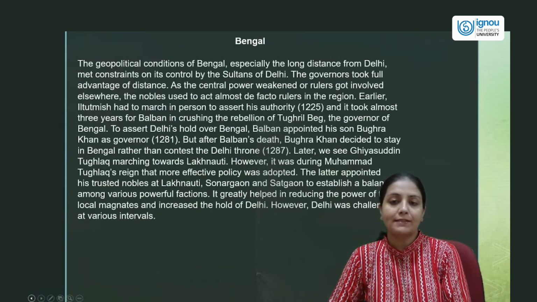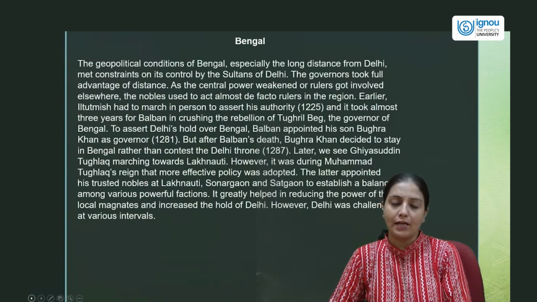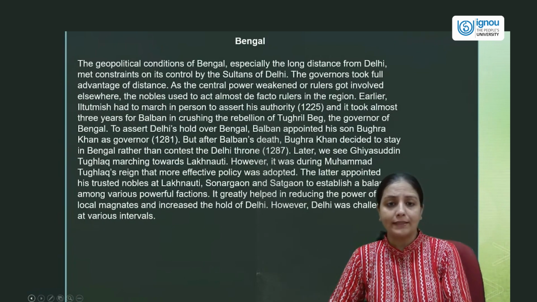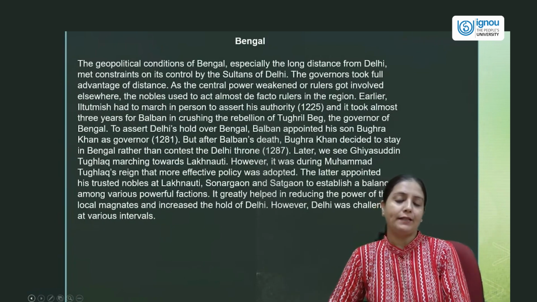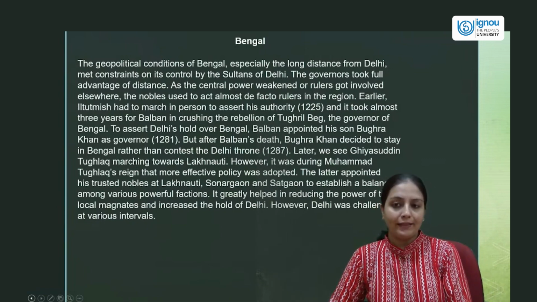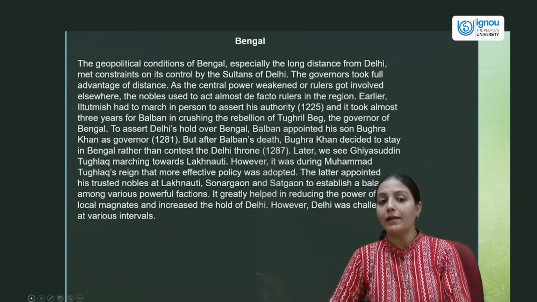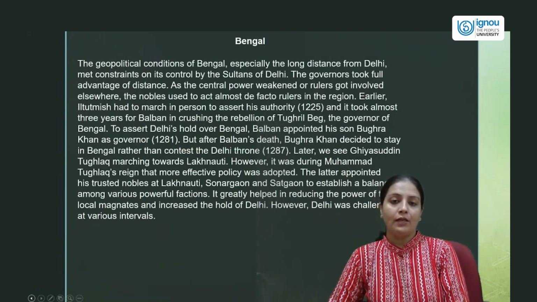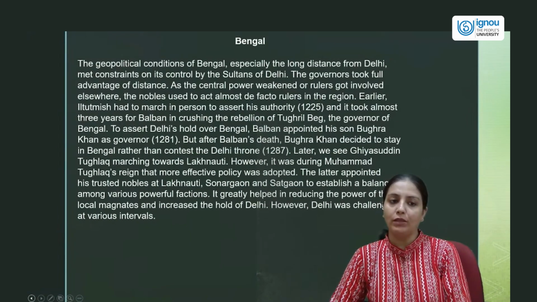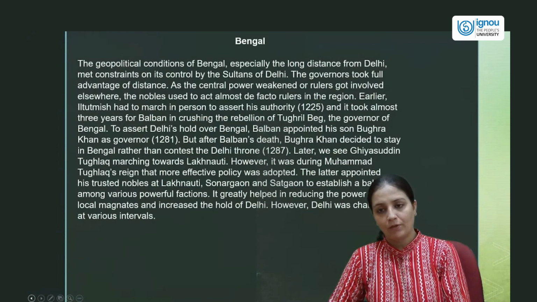But after Balban's death, Bughra Khan decided to stay in Bengal rather than contest the Delhi throne in 1287. Later, we see Ghiyasuddin Tughlaq marching towards Lakhnauti. However, it was during Muhammad Tughlaq's reign that a more effective policy was adopted.